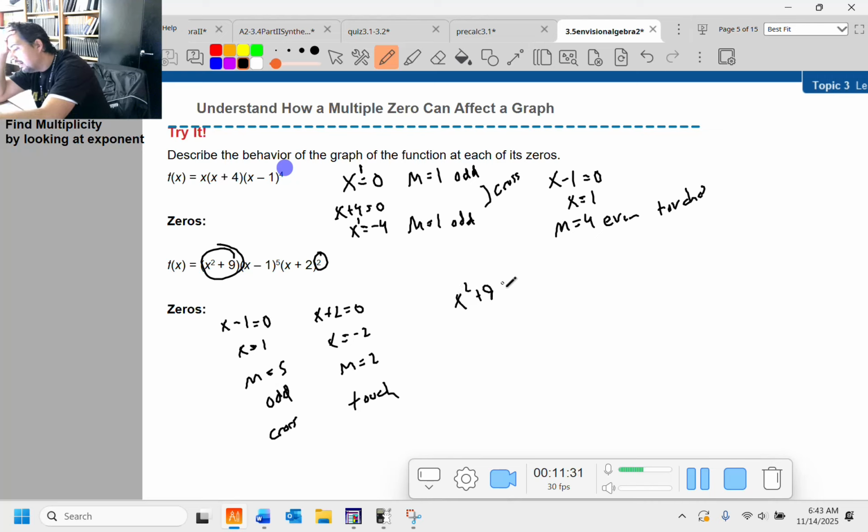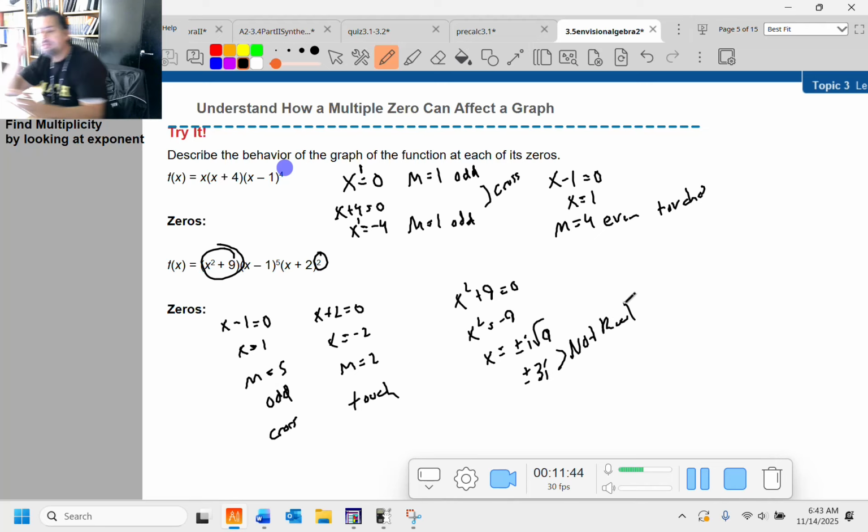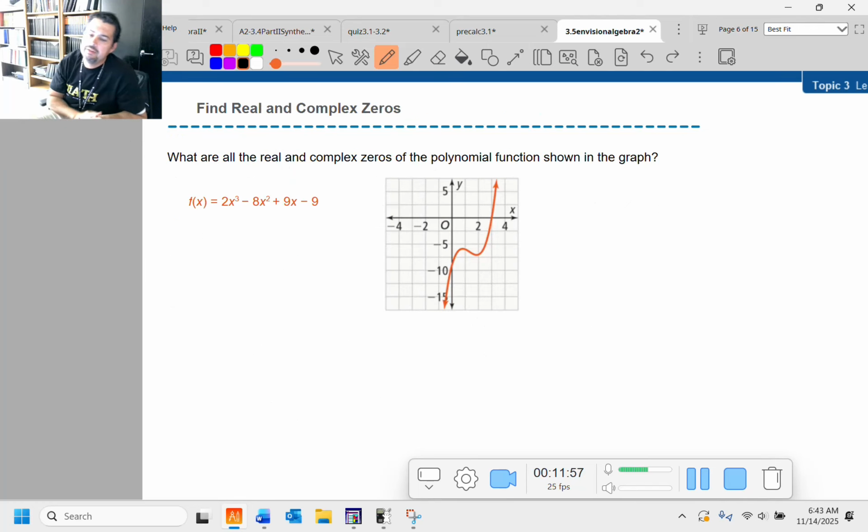And then there's this guy. x squared plus 9 equals 0. x squared is -9. x is equal to plus or minus the imaginary root of 9, so x is equal to plus or minus 3i, which is not real. So you would never see it on a graph because it's just not a real 0, and we don't even talk about its multiplicity because it's not real. Easy peasy lemon squeezy.